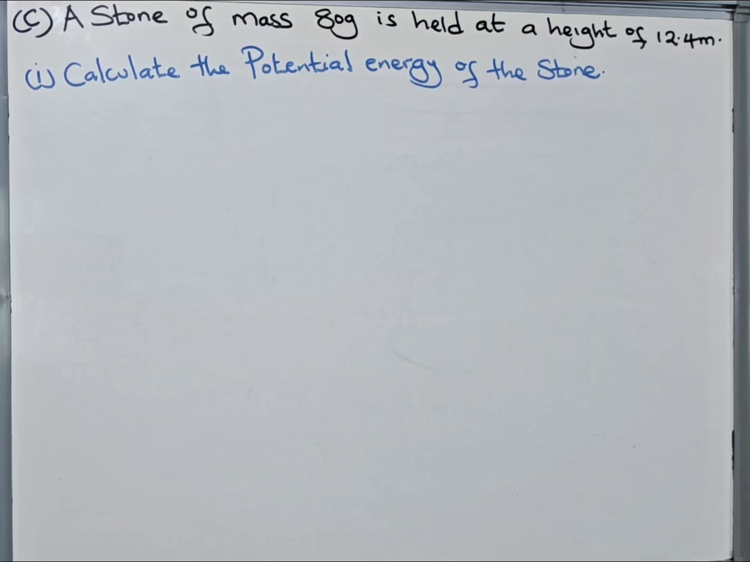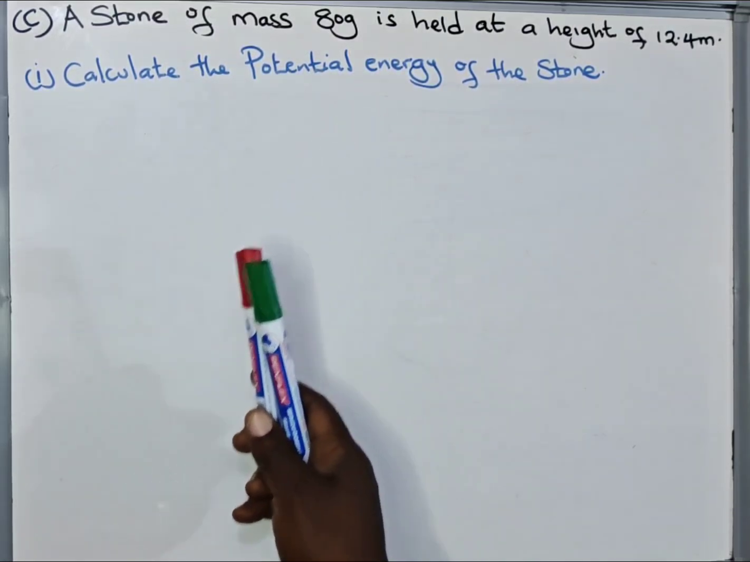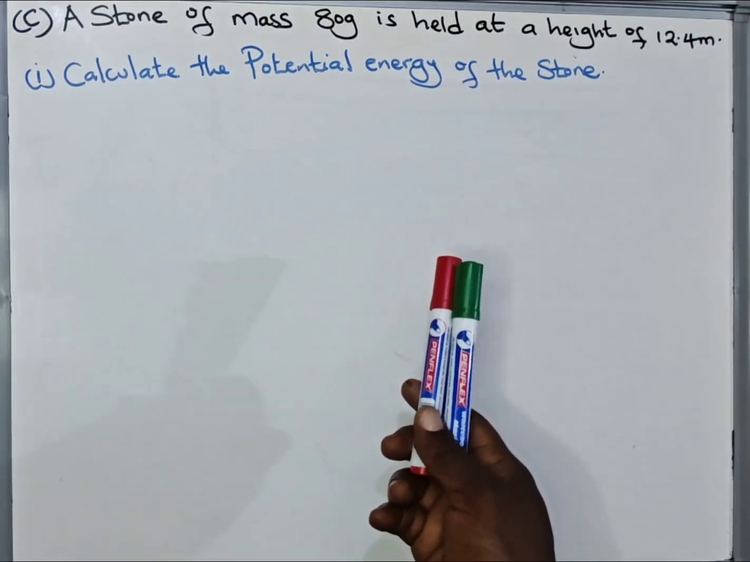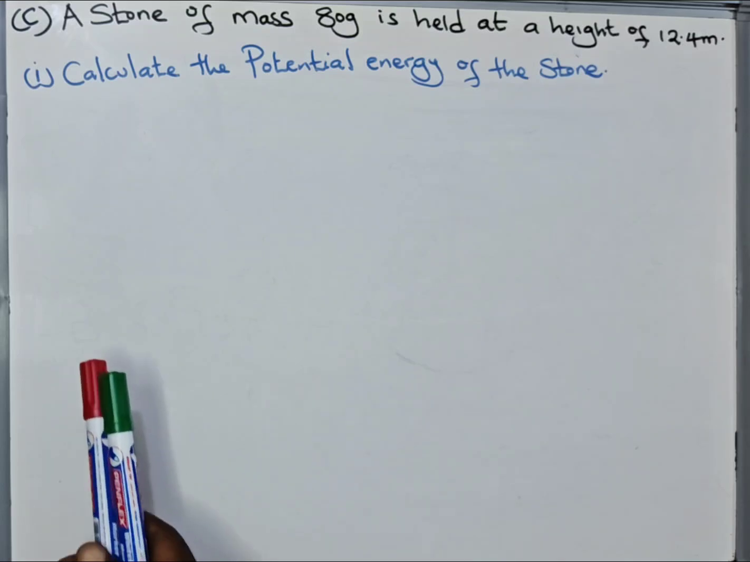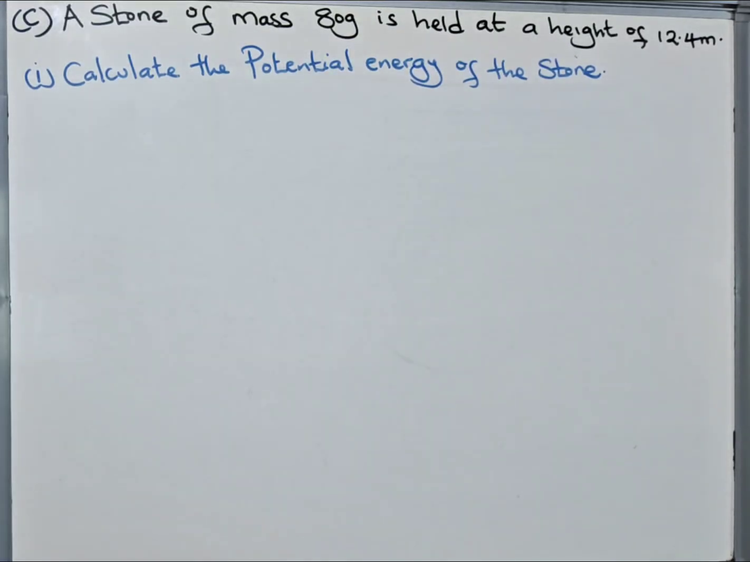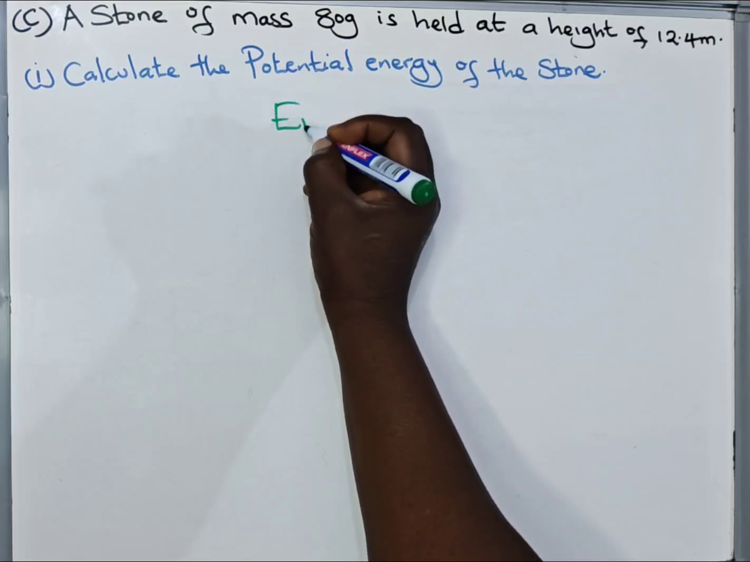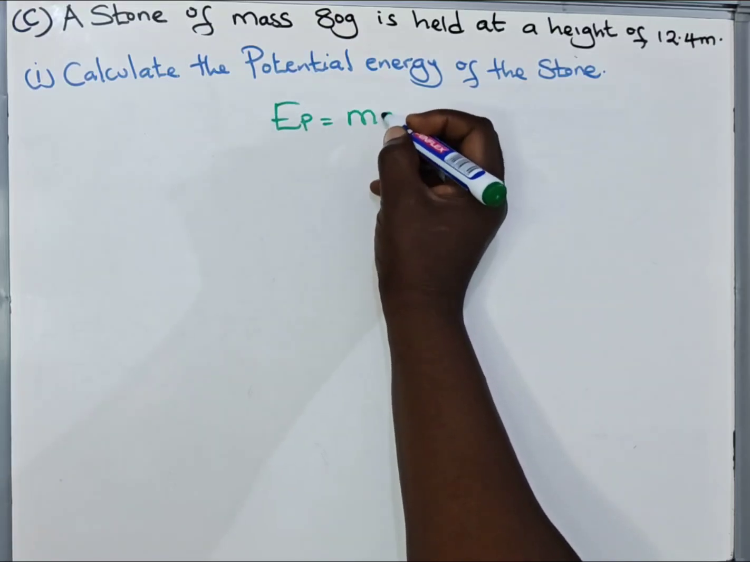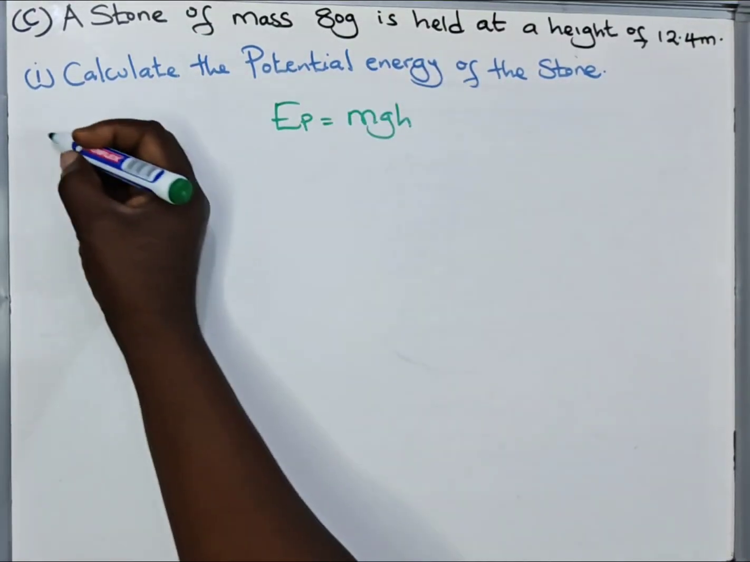Then this question comes. It says that a stone of mass 80 grams is held at a height of 12.4 meters. Calculate the potential energy of the stone. This is what we have to remember, that potential energy is given by EP equals mgh. So let's check what we have.